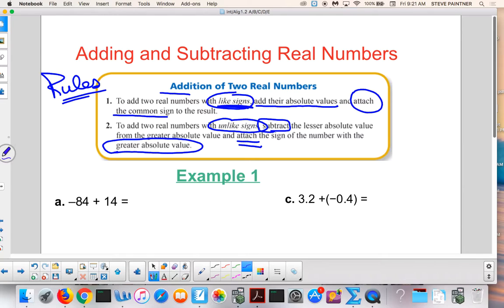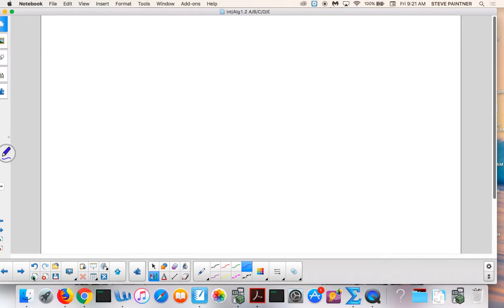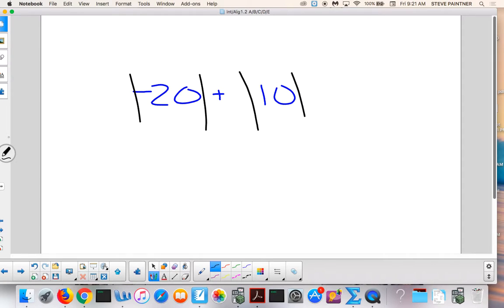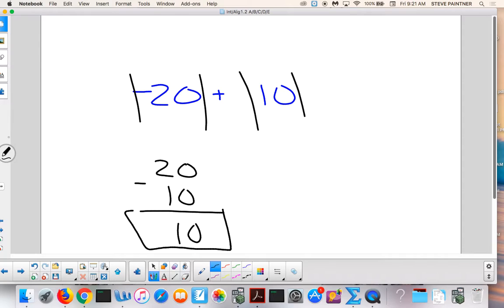Okay. So really quick, follow this if you can. Negative 20 plus 10. Okay, negative 20 plus 10. These are opposites, opposite signs. So what the rule is, they said to do this. Absolute value, absolute value. What's the absolute value of this? This. Take the bigger number, which one's bigger? 20. Just subtract the smaller number, 10, and you get 10.